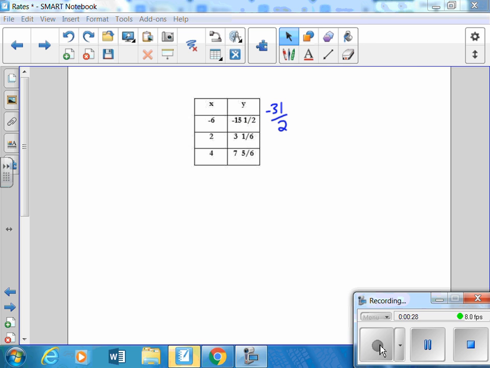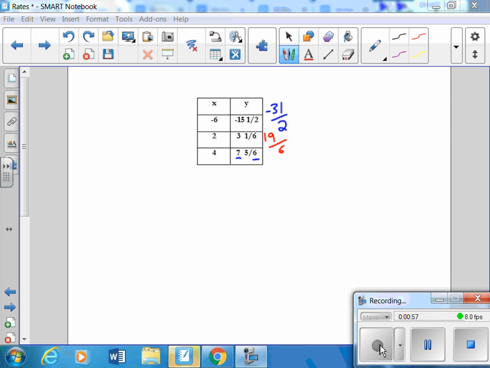The next mixed number, we'll take 3 and 1/6. Let's take 6 and multiply by 3, which is 18. Plus 1 is 19. This is 19 over 6. And then the last one, we're going to take 7 and 5/6, and convert that to an improper fraction. So we'll take 6 times 7, which is 42. 42 plus 5 is 47, so this will be 47 over 6.